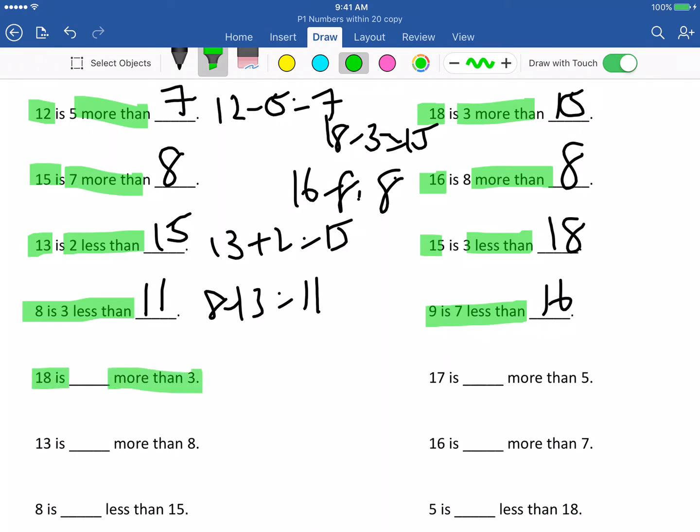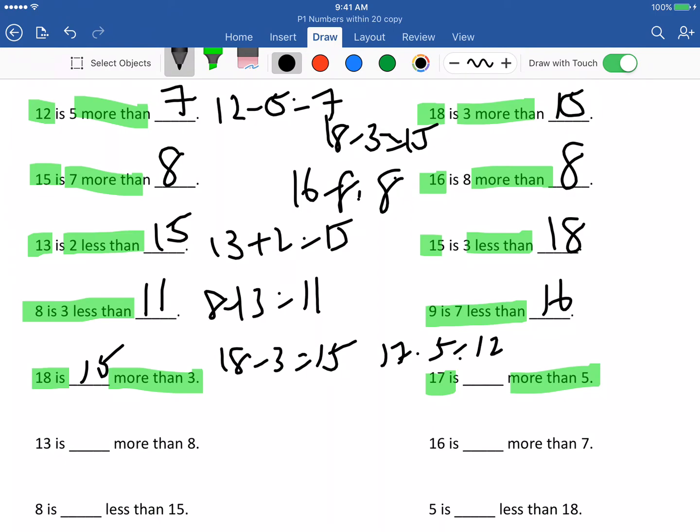Next example. 18 is how much more than 3? We take 18 minus 3 to find the difference, which is 15. Next one. 17 is how much more than 5? 17 minus 5, which equals 12. Next one. 13 is how much more than 8? 13 minus 8, 5. Next one. 16 is how much more than 7? 16 minus 7, which equals 9.